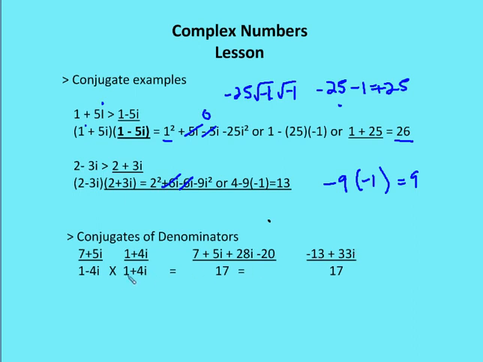So I rewrite the top term as 7 plus 5i plus 28i minus 20, which reduces to negative 13 plus 33i. And 1 minus 4i times 1 plus 4i is the same as 1 squared minus b squared, which is 4i squared. And you have to square that entire value. So I get 1 minus 16i squared. We know i squared is equal to negative 1. So I have 1 plus 16, and that is equal to 17.